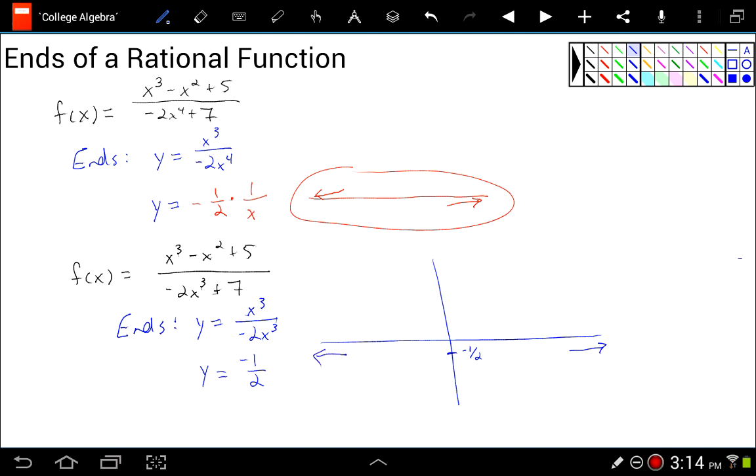But notice it's just the ends. I'm not connecting it all the way across the middle. So my graph behaves like this horizontal line on the extreme left and the extreme right. And there we have the ends whenever the ratio reduces to a constant. And those are all the cases for the ends of a rational function, with the main idea being that the top and bottom are dominated by their leading terms, and then you have to reduce the ratio to get the end behavior of the actual fraction, the actual function.